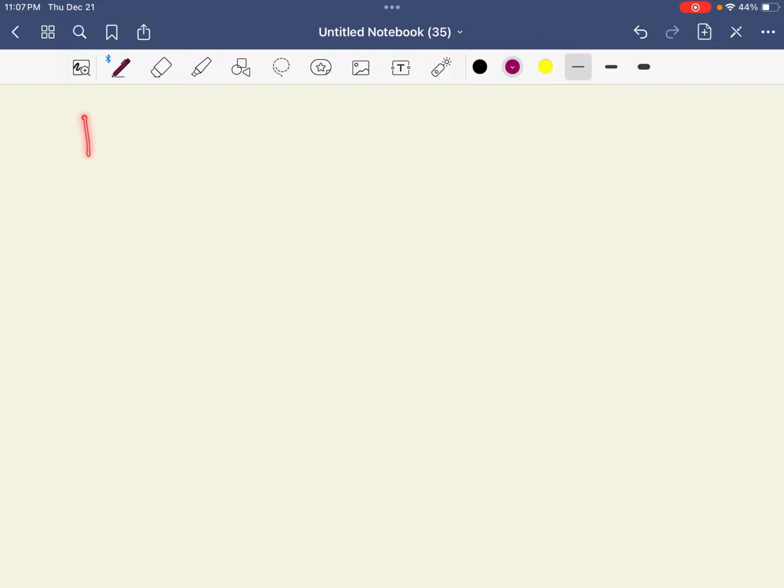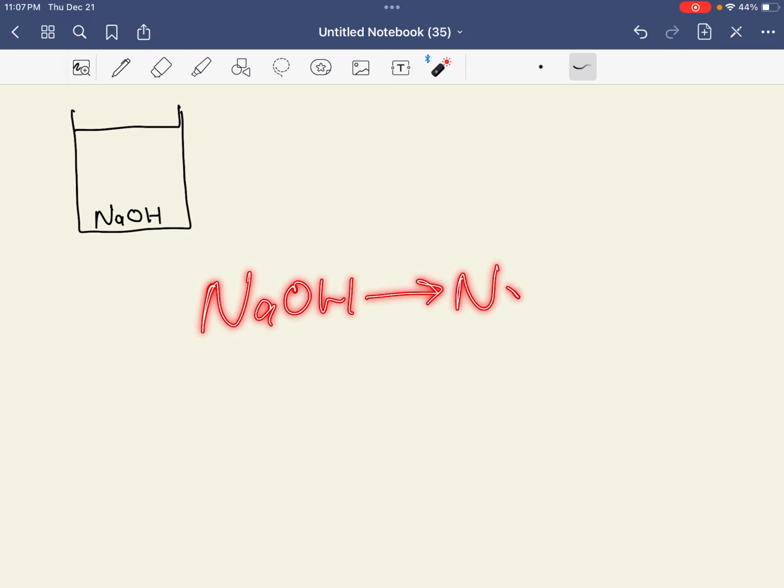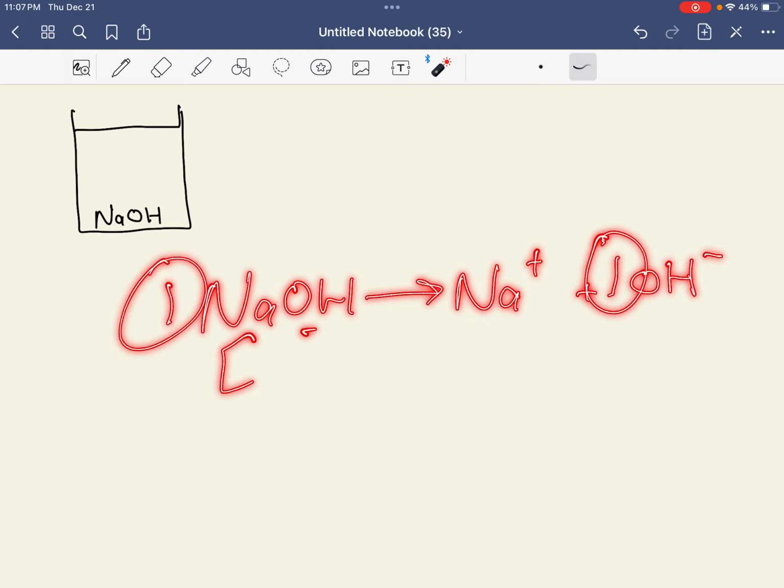So I have a solution right here. Let me use an easier base like NaOH. Now, do you know why this is an easier base? It's because one of these yields only one of these. NaOH will dissociate to give you Na plus and OH minus. And as you can see, the ratio here is 1 to 1. Meaning that whatever the concentration of this is the same thing as the concentration of that.